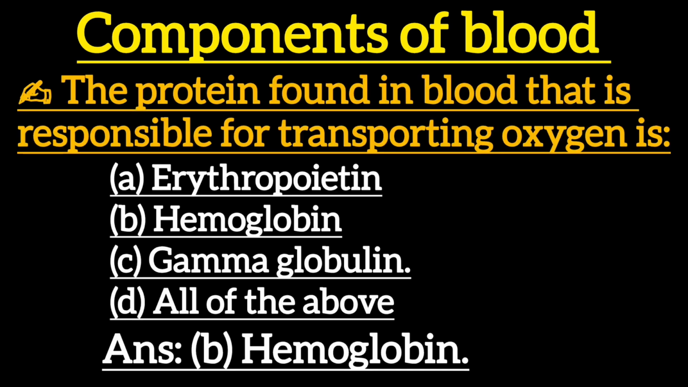Next one is the protein found in blood that is responsible for transporting oxygen is option A erythropoietin, option B hemoglobin, option C gamma globulin, option D all of the above. Correct answer is option B hemoglobin.